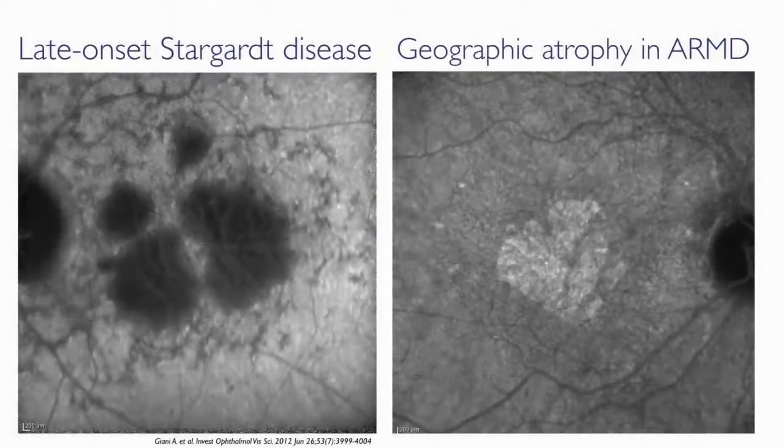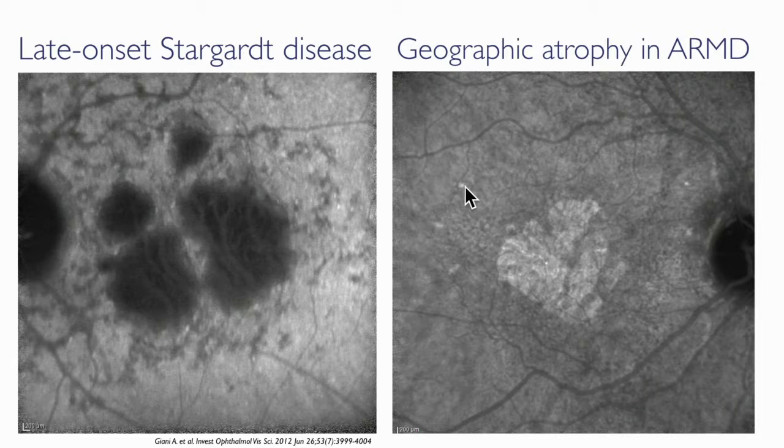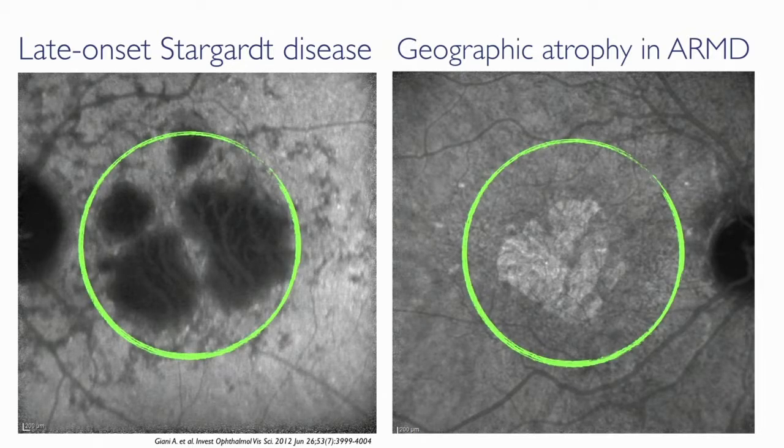But of course, why ICG? ICG, because if we want to differentiate geographic atrophy from late onset Stargardt disease, we can look at the central part of the atrophy. In geographic atrophy related to AMD, we have an isofluorescent area in the central part, and in late onset Stargardt disease, we have a dark atrophy.